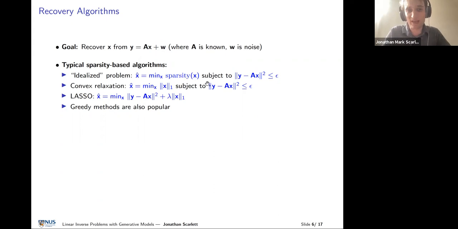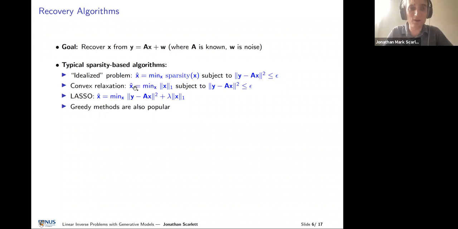So there are a few problems with this idealized problem, the most obvious of which is that it's very computationally difficult. It's a combinatorial optimization problem because sparsity is a very combinatorial property. If you change one entry of your x from 0 to like 0.0001, the sparsity changes by 1. It's very discontinuous and not very nice to work with.